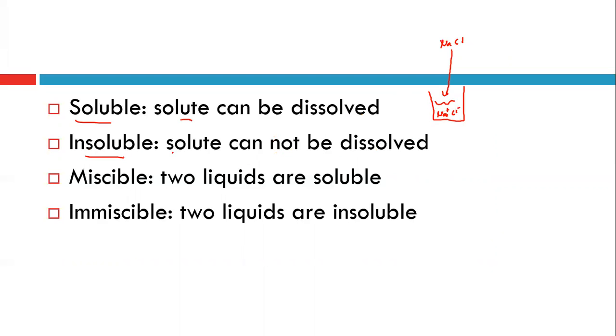If it's insoluble, that means the solute essentially can't be dissolved. If I had a solute and added it to my solvent, and it doesn't dissolve, I would say that it is insoluble. Miscible is where two liquids are soluble. Immiscible is where two liquids are insoluble.